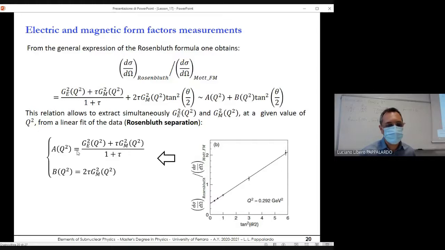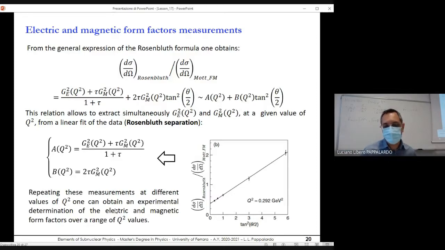And once you do this, you extract the parameters of this line, where the first parameter gives you this term here, which contains both the electric and the magnetic form factor, and the slope of your line gives you the magnetic form factor. So from here, you get GM, you put GM here, you get also GE. Two variables, two unknowns. And this is the way, it is called the Rosenbluth separation technique. This is the way to measure both the magnetic and the electric form factor of the proton in elastic electron-proton scattering.